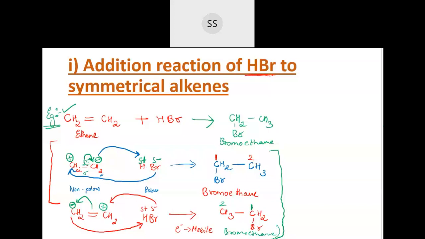Okay. Now you can write this down. Give the heading: addition reaction of HBr to symmetrical alkene. Write ethene with HBr will give you bromoethane. Okay. So this is the only one compound which will be formed. Anyhow, wherever the addition takes place, finally the compound is similar, because it's a symmetrical alkene. Okay.